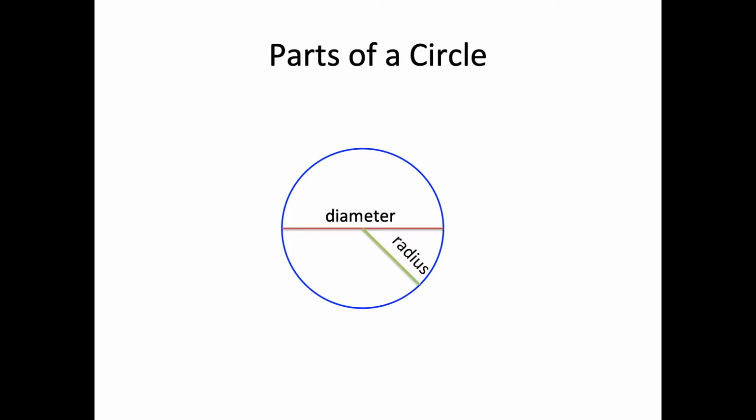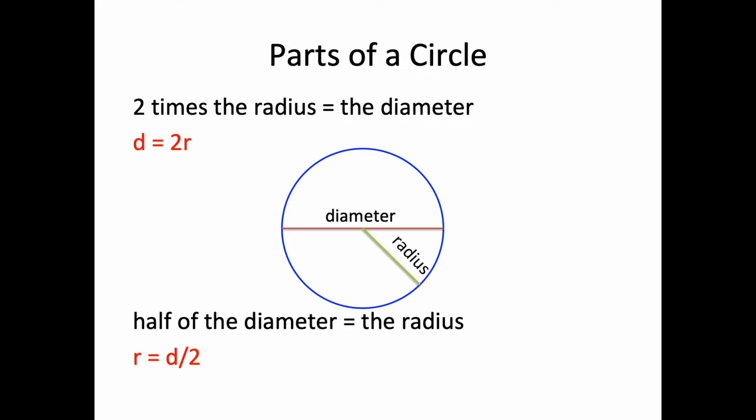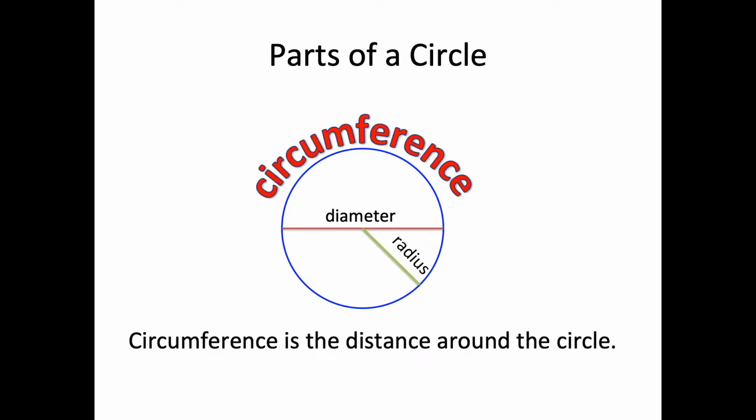There's also a radius. A radius is equal to half the diameter, and it's any line from the center of the circle to the edge of the circle. 2 times the radius is equal to the diameter, so the diameter is equal to 2 times the radius. Or half of the diameter is equal to the radius. Radius equals the diameter divided by 2.